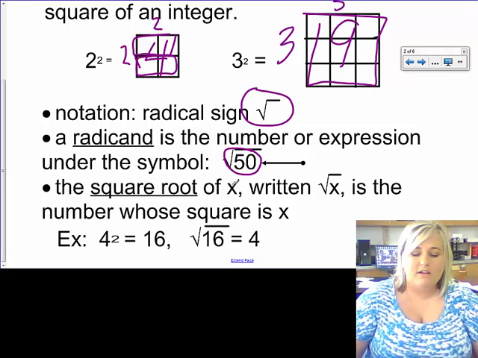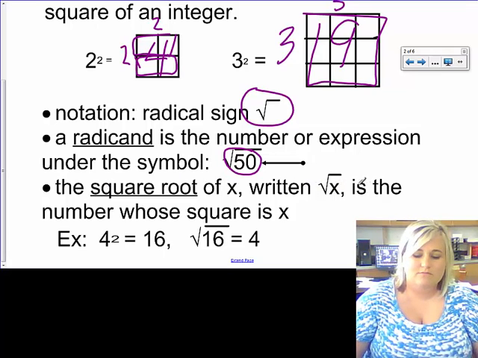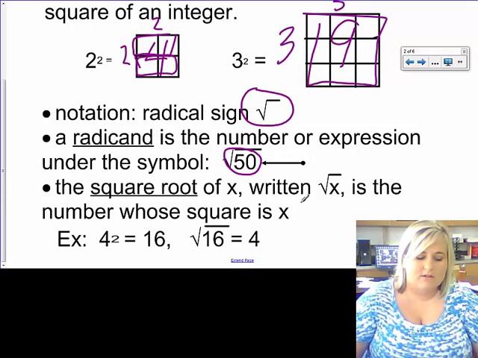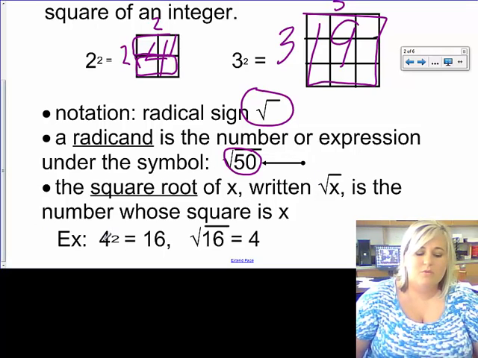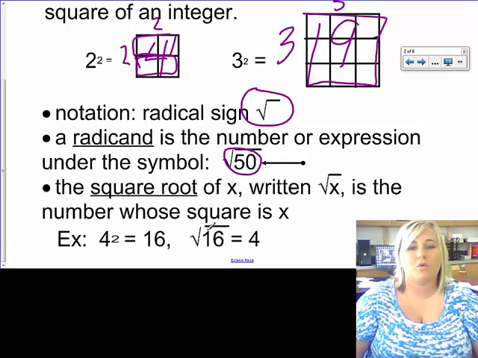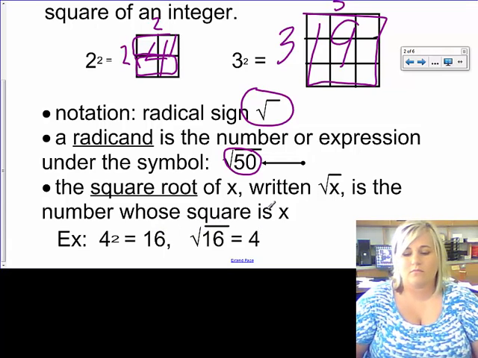The square root of x, written radical x, or square root of x, is the number whose square is x. So for example, 4 squared is 16, so the square root of 16 is then 4.